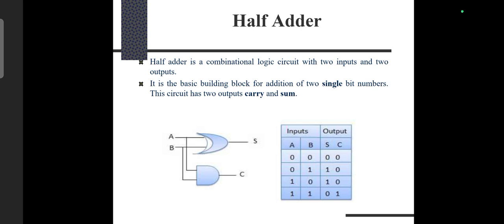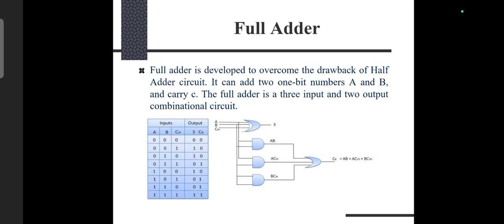The carry for 0, 0 is 0, for 0, 1 the carry is 0, for 1, 0 the carry is 0, for 1, 1 the carry is 1. So it is a basic building block for addition of 2 single-bit numbers. This circuit has only 2 outputs, namely carry and sum. Next we will discuss the full adder.